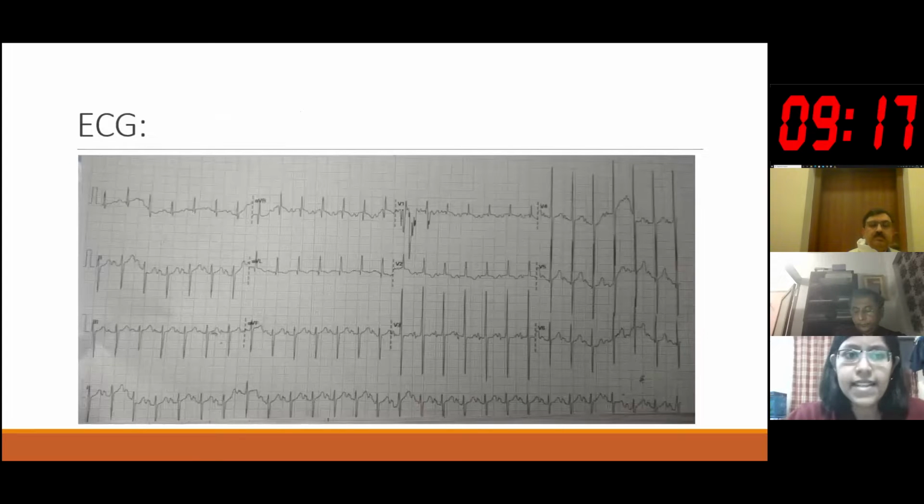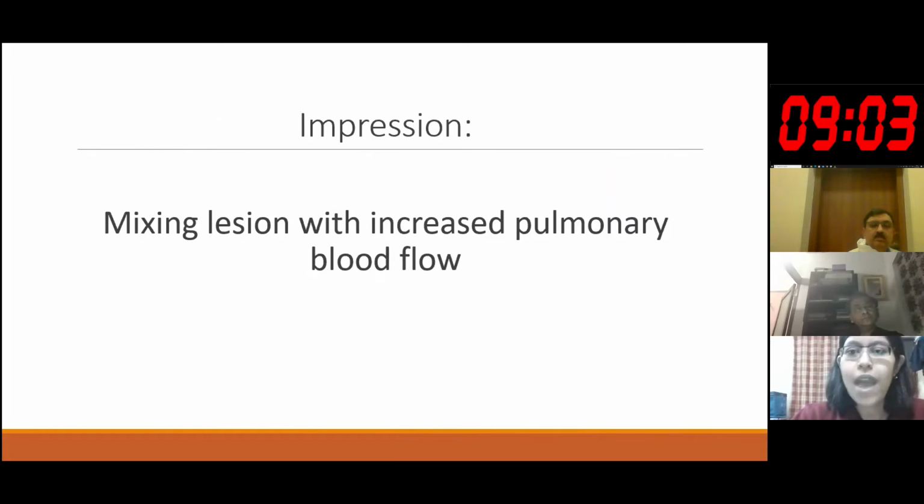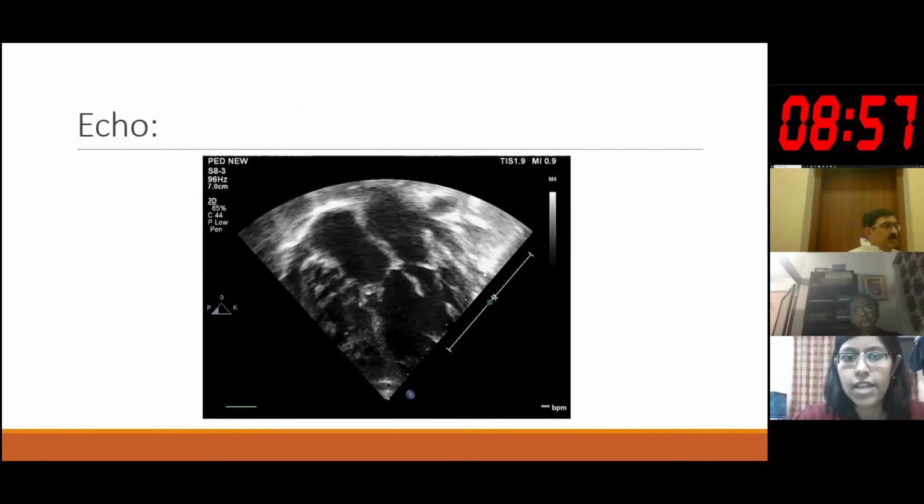This is the child's ECG that shows us prolonged PR interval, superiorly directed QRS axis, and biventricular forces with RV dominance. The child's X-ray showed us clear evidence of increased pulmonary blood flow. So at this stage, we knew that we were dealing with a mixing lesion with increased pulmonary blood flow. We went on with the child's echo.